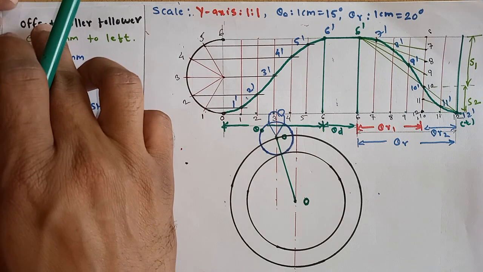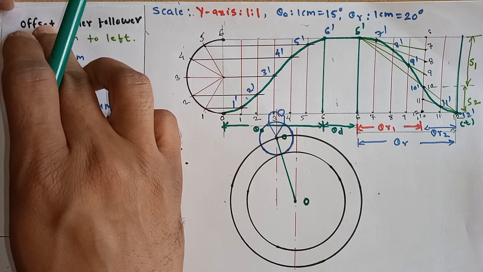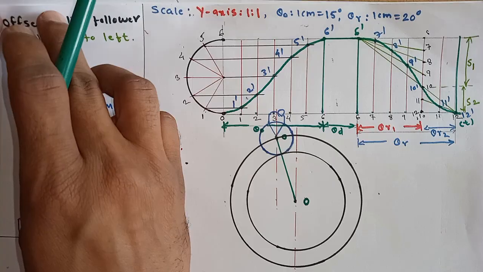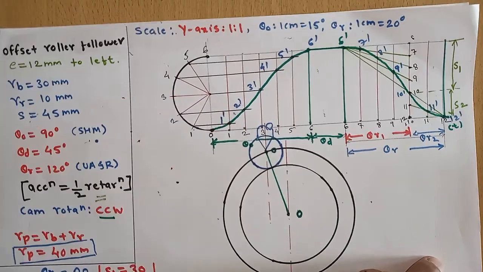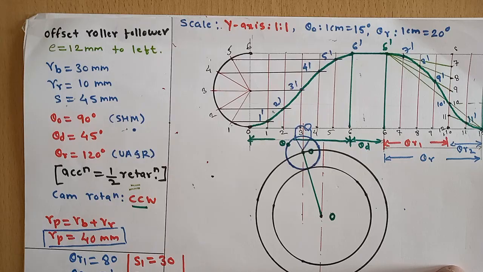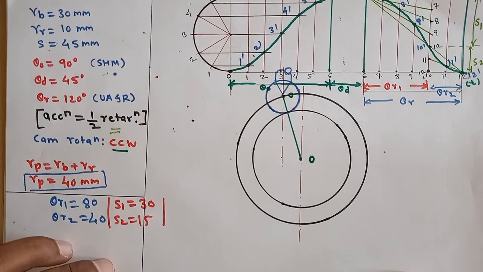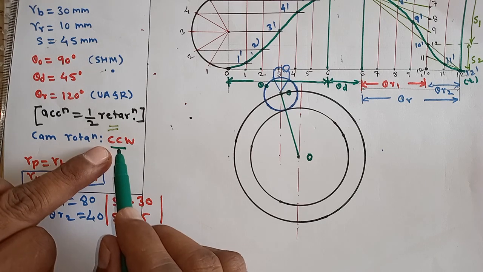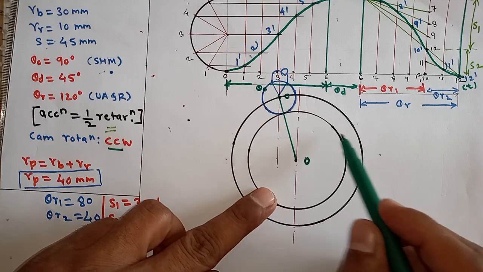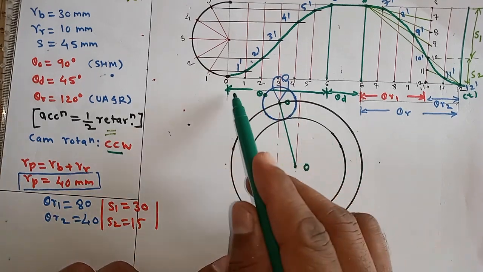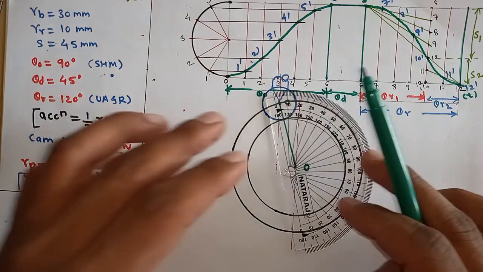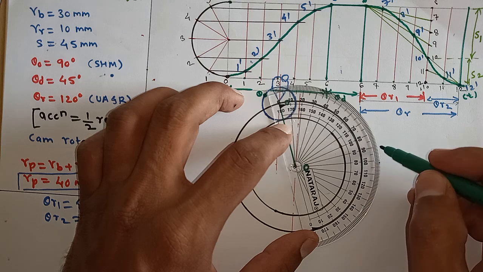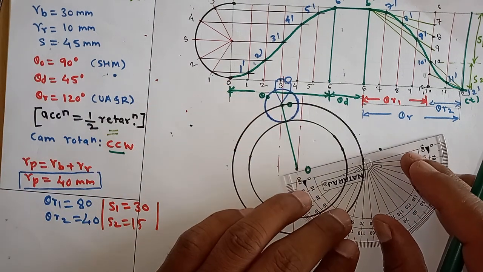Okay, now in the displacement diagram we have divided the x-axis into three segments: outstroke, dwell and return stroke. So here we will divide the prime circle into the same number of segments, in the direction opposite to the direction of rotation of the cam. The cam is rotating counterclockwise, so we will divide the prime circle in clockwise sense, starting from this line. The first angle is the outstroke angle of 90 degrees. So this is 90 degrees.